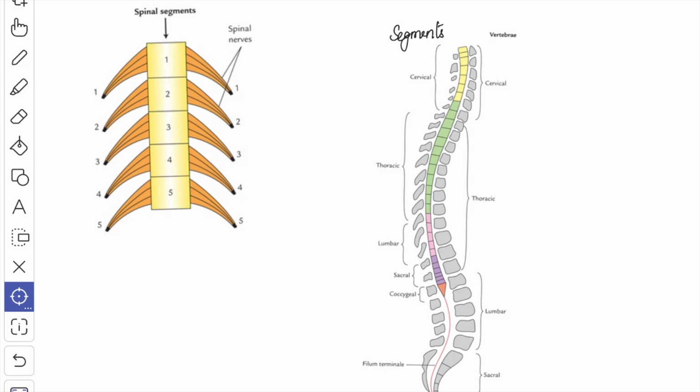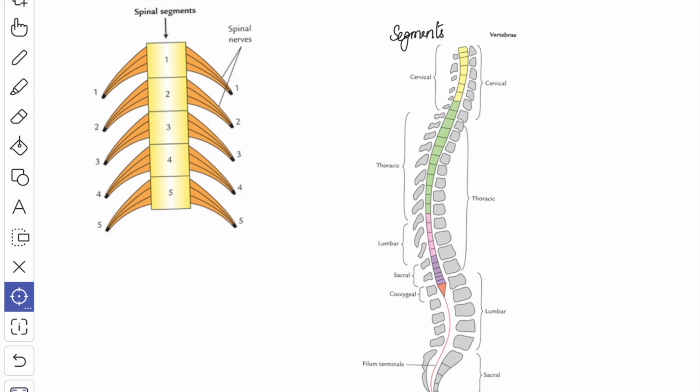Next we'll see about the approximate vertebral level of the spinal cord segments. In the upper cervical region, the spinal segments and the vertebral level lie at the same level. In the lower cervical region, the spinal segment lies one vertebra above. That is, the C6 segment lies at the level of the C5 vertebra.